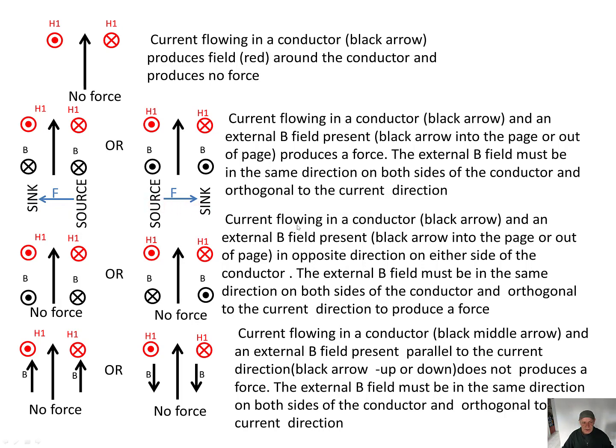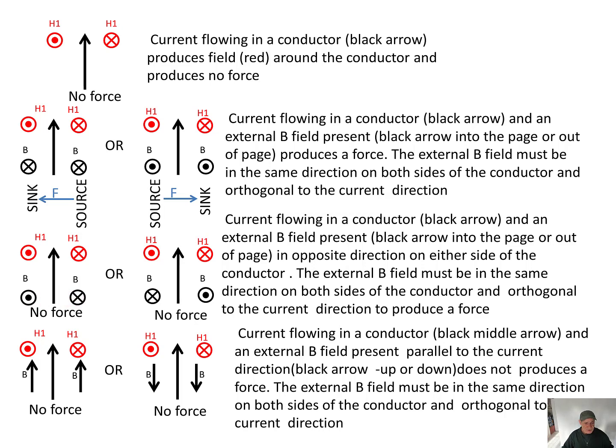Current flowing in a conductor, black arrow, and an external B field present, black arrow into the page or out of the page in opposite direction on either side. So in this case, the B field is in one direction, out of the page here, into the page there.